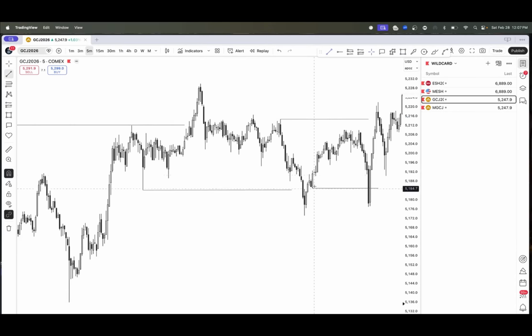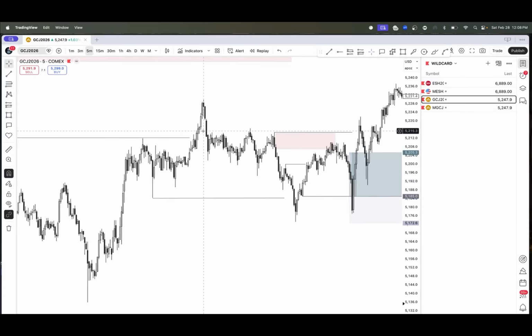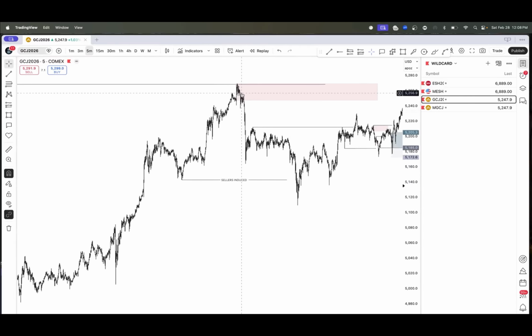Yes, this inducement low takes out this high, inducing buyers, but notice how we engineer liquidity here. We engineer liquidity there, and you have a liquidity block below. There's a buy opportunity. And it's the same scale. This price action is the same as the higher time frame price action on the left.